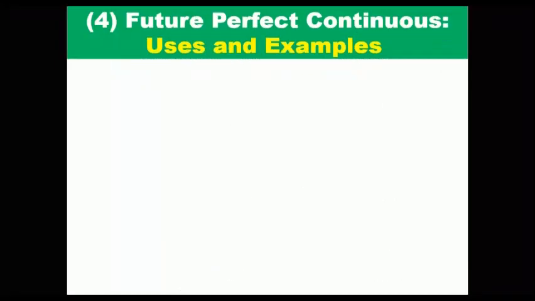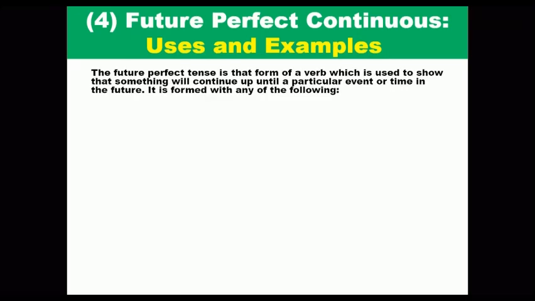This brings us to future perfect continuous, their uses and examples. The future perfect tense is that form of a verb which is used to show that something will continue up until a particular event or time in the future. And we can form it with any of the following grammatical structures.